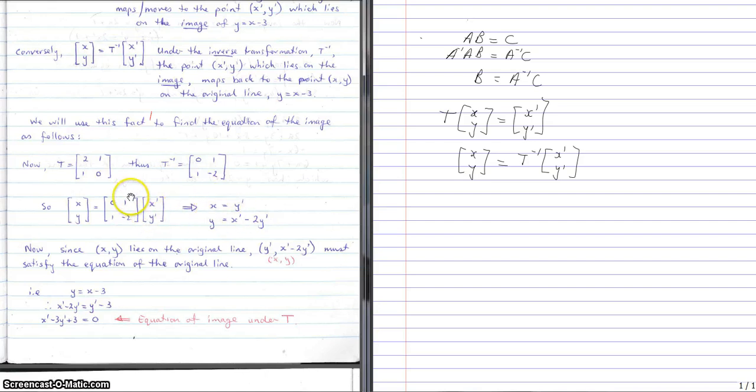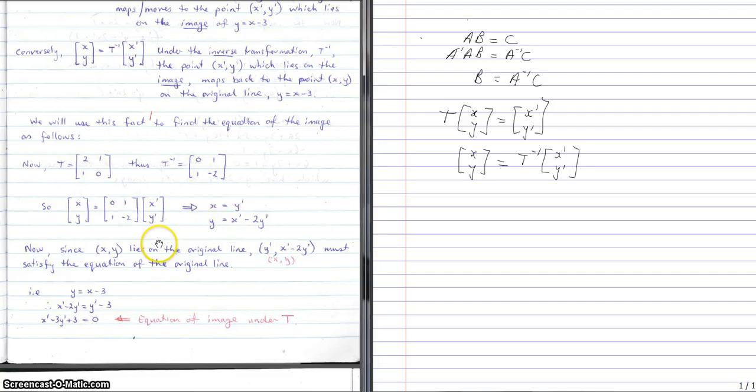From this we can write out these two equations for x and y. In other words, x can be found by going 0 times x' plus 1 times y', which simplifies to just x equals y'. The original y coordinate can be found by going 1 times x' plus negative 2 times y', and thus we have y equals x' minus 2y'.